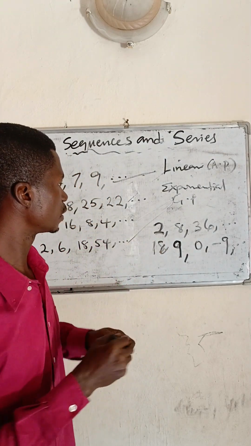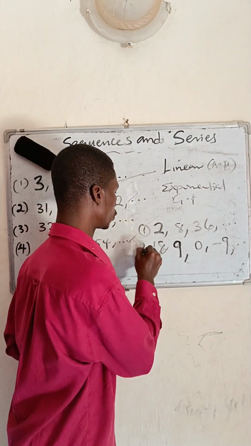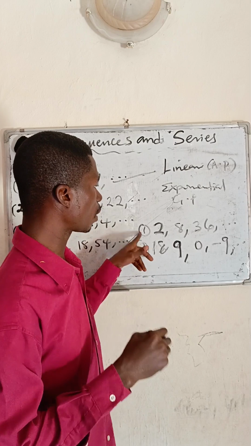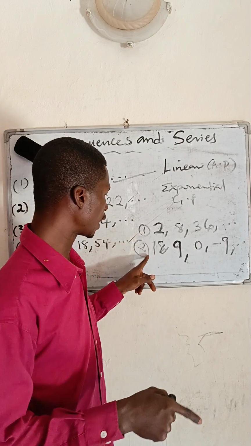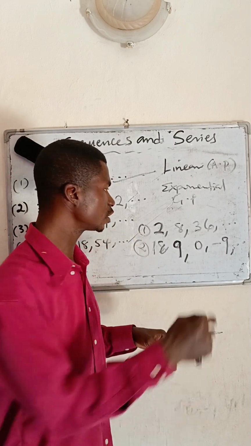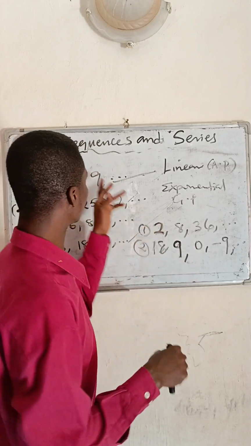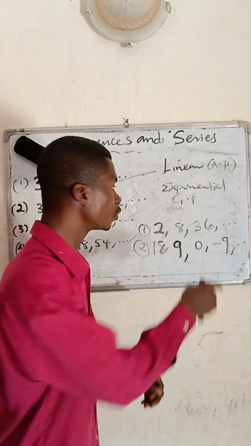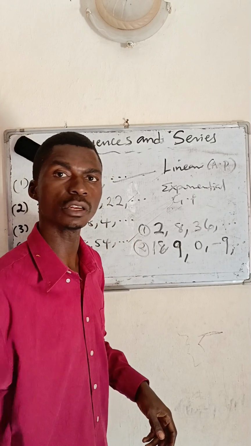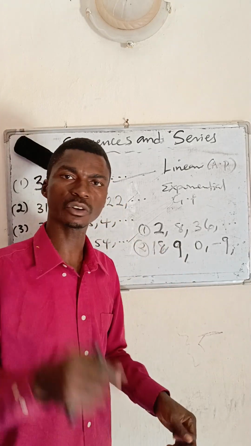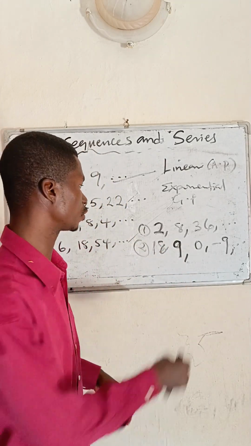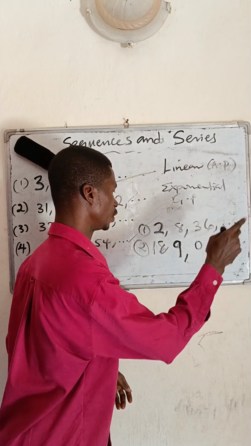So please, for number 1 and number 2, just write AP or GP. If this is understood, I will know that I'm carrying you along, and this is the first thing you have to learn in this topic, sequence and series. If you don't know this, any other thing you want to do, you'll be struggling with it. So drop the answer in my comment section, whether you know it or not. Is this AP or GP?